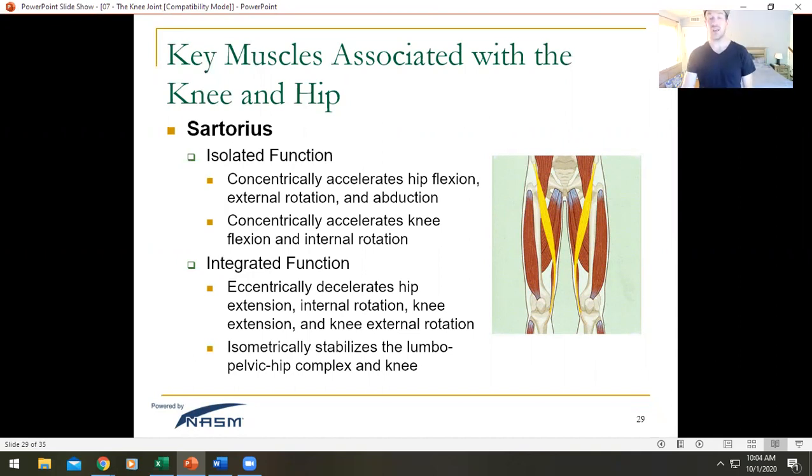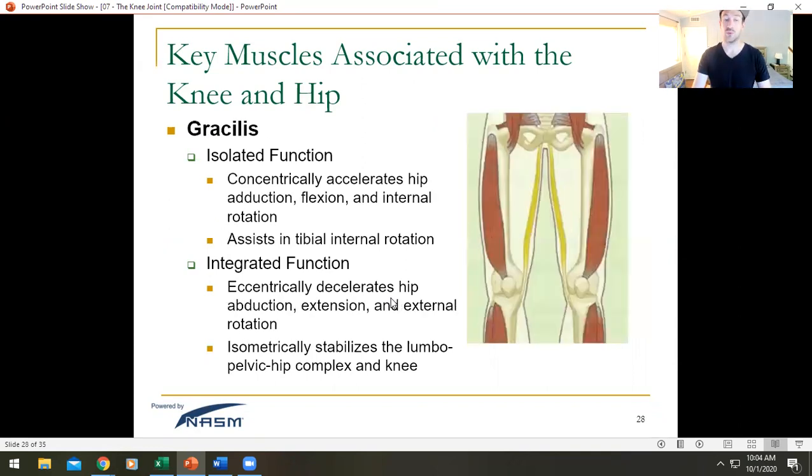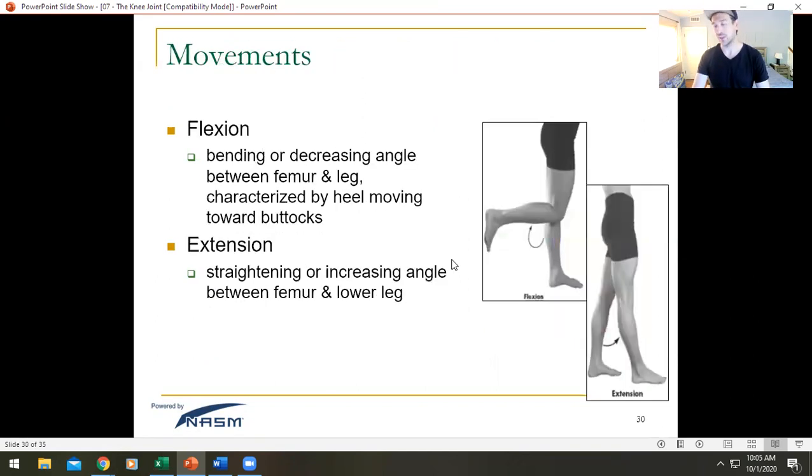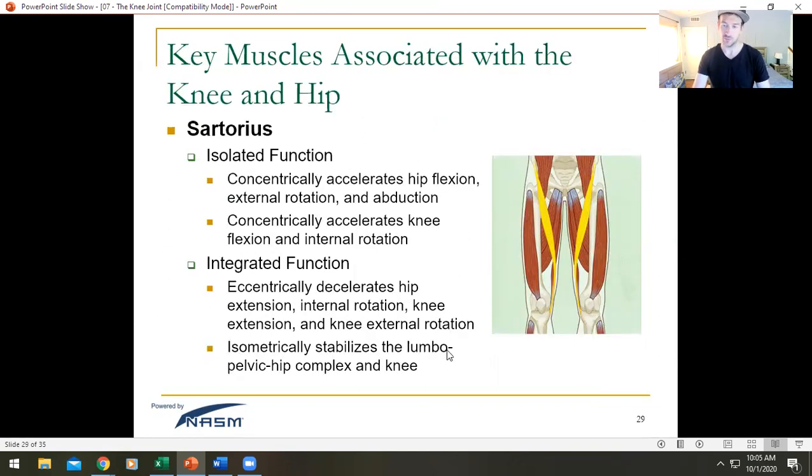But its main function, and it does assist a little bit in that internal rotation there. So your sartorius, it's another hip flexor. And the reason we talked about the gracilis and the sartorius here is because both of these are there to stabilize your knee. Although we will spend much more time talking about them tomorrow when we get into the lumbopelvic hip complex. So that's really where they kind of actually belong.